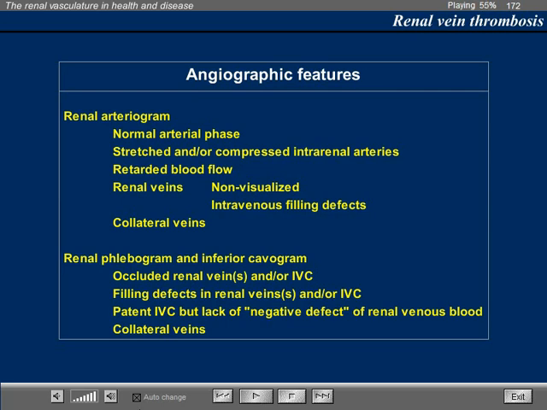The phlebographic examination may show the occluded renal vein and or the inferior vena cava with the pathognomonic sign, which are the filling defects in the renal vein and or in the inferior vena cava as well. There may be a patent inferior vena cava, but there will be lack of the negative defect caused by unopacified renal venous blood returning towards the inferior vena cava. And collateral veins are usually demonstrated.